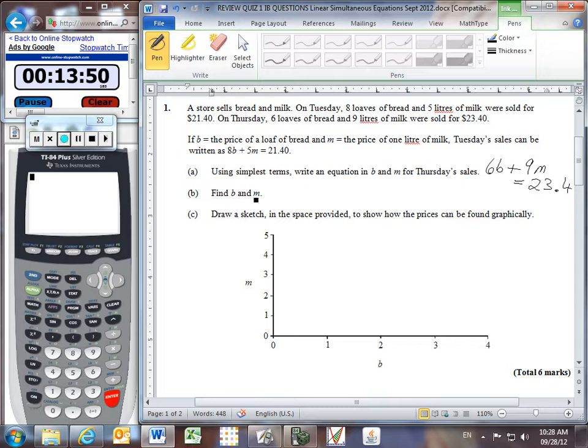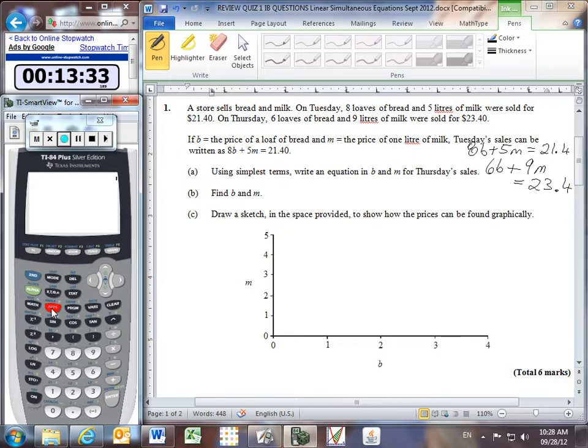Alright, in part B I need to find the values of B and M. Effectively I've got a system of equations here. My first equation was 8B plus 5M is 21.4, and I've got 6B plus 9M equals 23.4. Quickest way to solve a system of equations that's already been written in standard form like this is to go to PolySimult. So let's go to our app called PolySimult 2, and of course we want to go into option 2, which is the simultaneous equation solver.